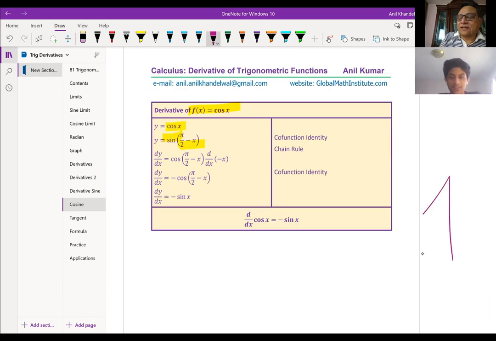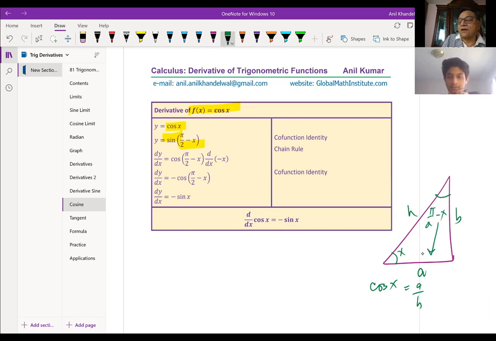You remember this? If I have this triangle, let's look into it. So I'm saying that this angle is x, correct? So in that case, what is cos x? Cos x is, let's say, a over h, where a is the adjacent side, h is the hypotenuse, and this is b. Right. And this angle is pi by 2 minus x, correct? And what is sine?